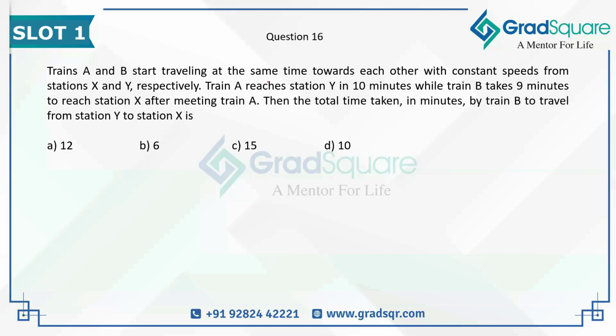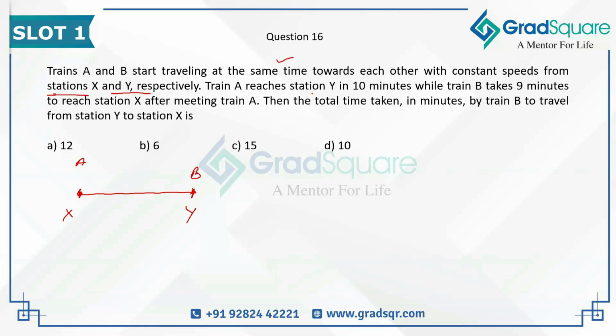Train A and B start traveling at the same time towards each other with a constant speed from the stations X and Y respectively. So I take the station X over here and the station Y over here. This is the route that we are trying to travel. A and B start from opposite directions, traveling towards each other, starting at the same time.